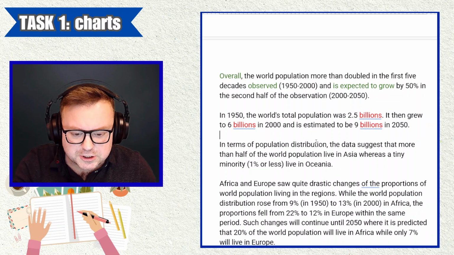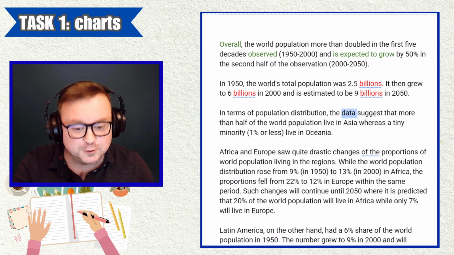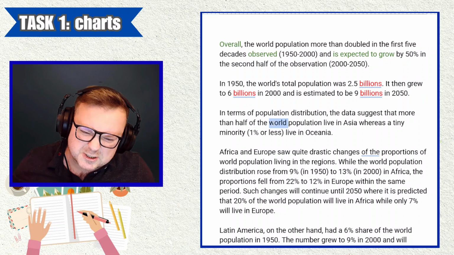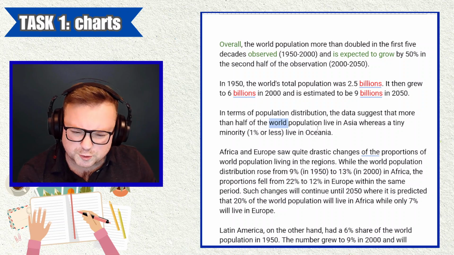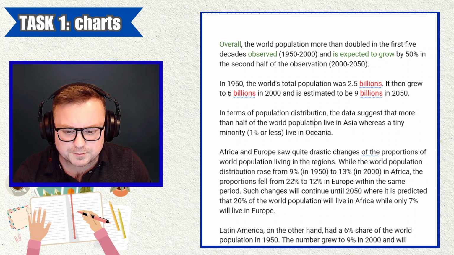In terms of population distribution, the data suggest, good. Not many people know that data is actually a plural noun. So yeah, the data suggest, good, that more than half of the world's population, maybe? Oh, but okay, half of the world population could also work, live in Asia, whereas a tiny minority, 1% or less, live in Oceania. Cool.